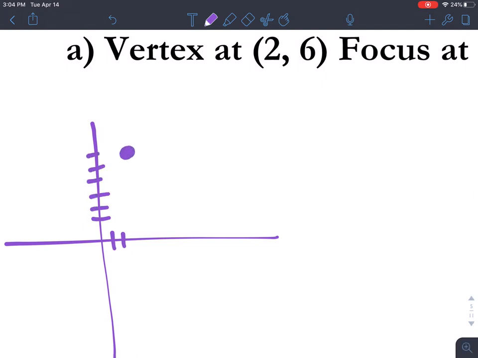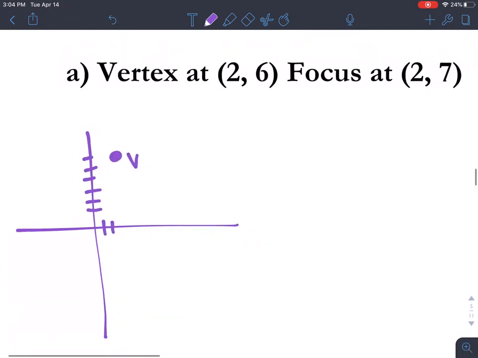This doesn't have to be perfect. I'm just doing a little sketch here. Okay, vertex is (2, 6). Focus is (2, 7). Well, if we know the focus has to be inside of the parabola and I went up from the vertex, that means my parabola is going to have to look something like this.